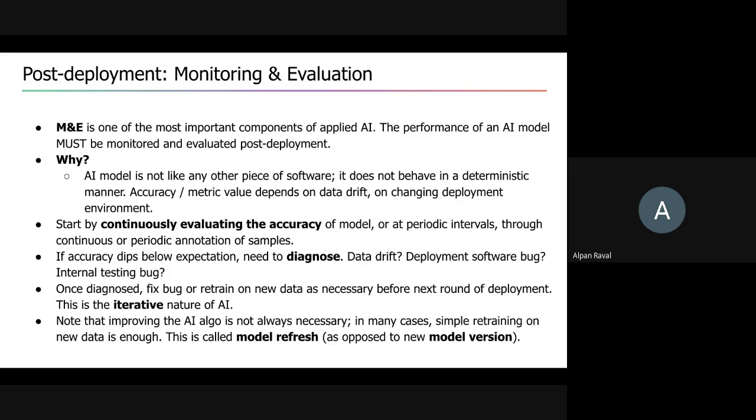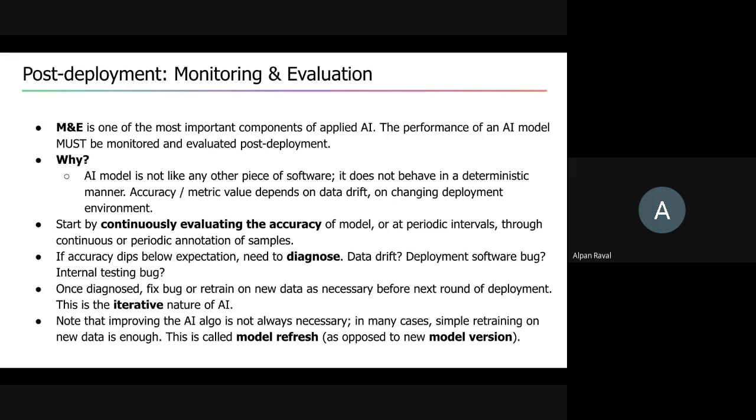So this is the iterative nature of AI, right? Deployment, monitoring and evaluation, fresh data integration, retraining, deployment. Again, the cycle repeats, right? And what I want to say is also that it's not always necessary in this cycle to improve your model, to improve the AI algorithm. All you have to do is supply it with fresh data. You can think of it as a dragon that's constantly consuming data in order to stay alive. So, in most cases, you can solve this accuracy dip issue by simple retraining on new data.